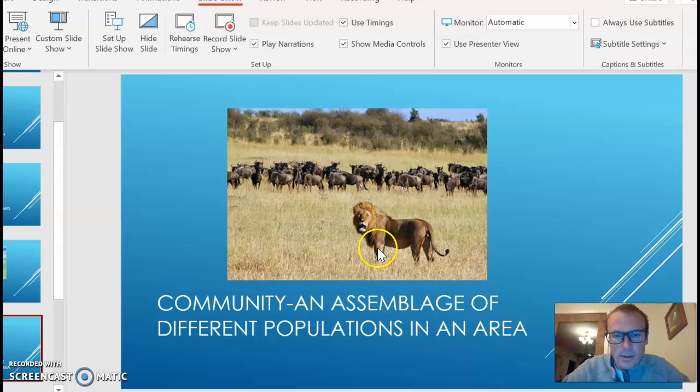How does this lion, the predator, affect the prey? And why are there so many of the prey species and so few of the lion species? And we'll try to understand what's going on there and make sense of it.